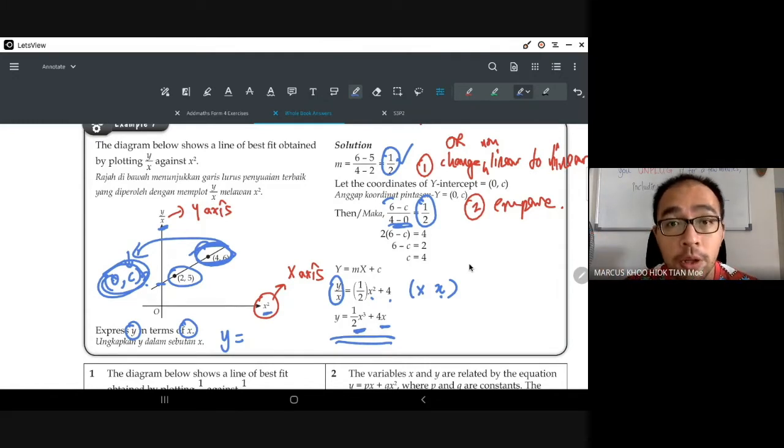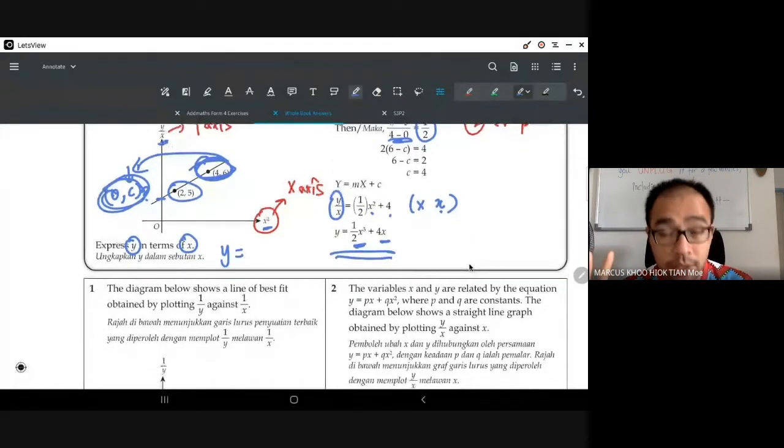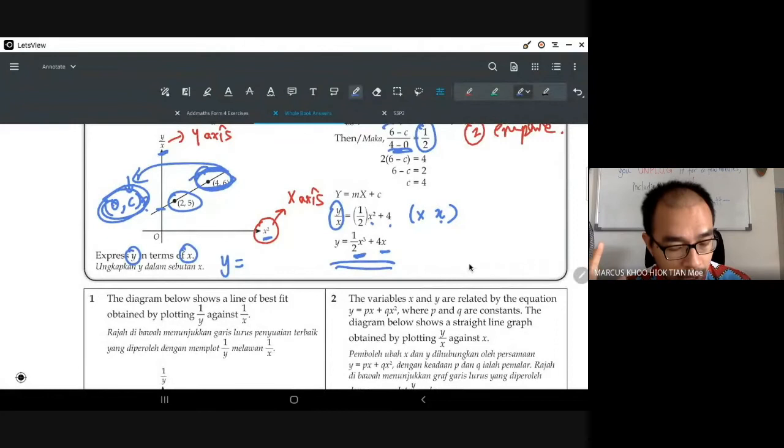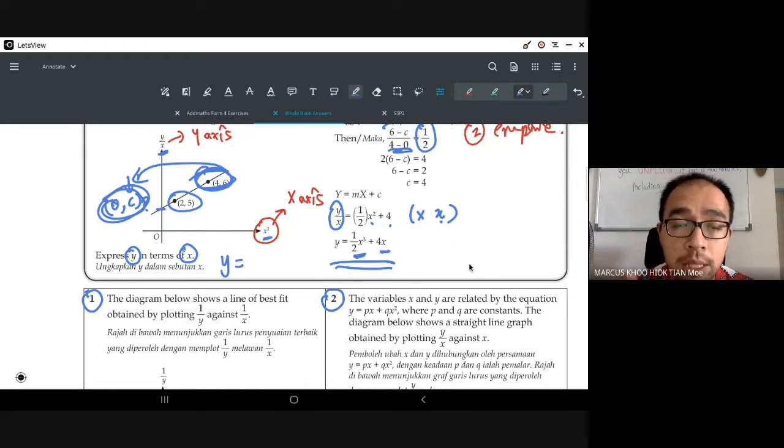So this is a very common question. They ask you to do this, and then after that, they ask you to express y in terms of x. So what I would like you to do first is try number 1 and number 2 in your paper now. I'm going to give you 15 minutes to do both questions. Just give it a try.